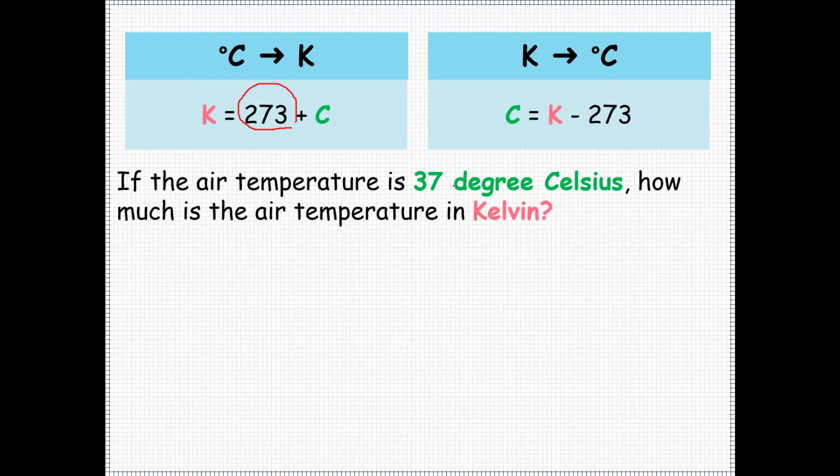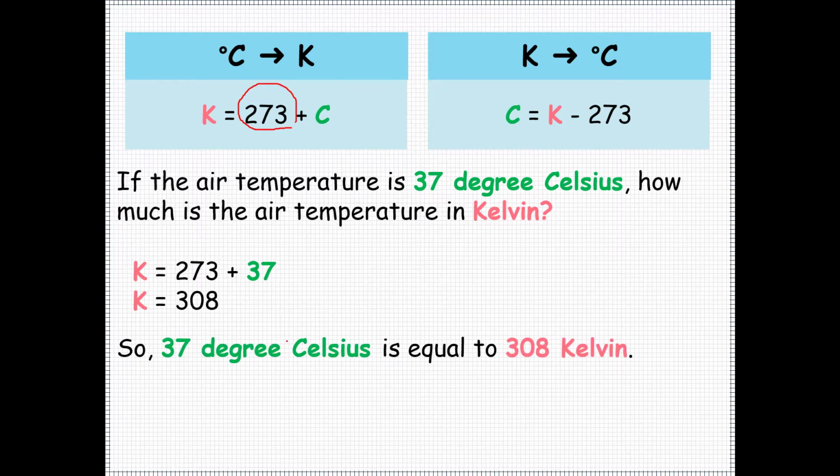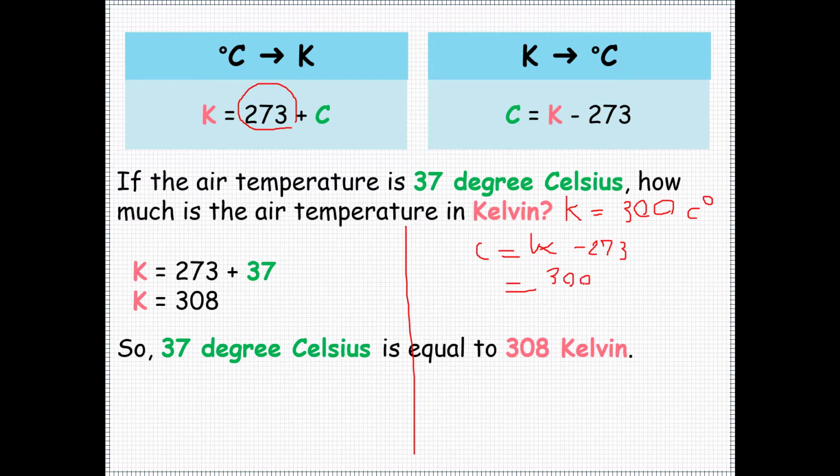If the air temperature is 37 degrees Celsius, how much is the air temperature in Kelvin? Okay, let's start, student. K is equal to 273 plus 37. So the answer is 308. If Kelvin is equal to 300, what about Celsius? So easy. C is equal to K minus 273, and K is 300, minus 273. C is equal to 27. Done. Easy, right?